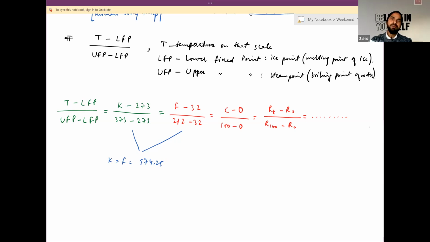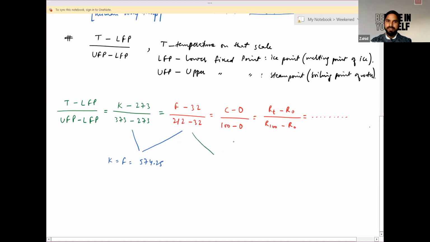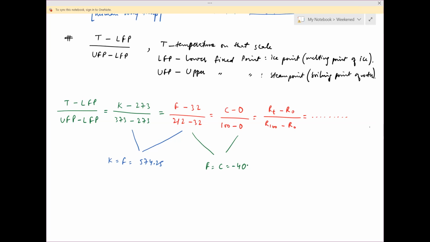Similarly, you must have learned about the numerical equivalence of Celsius and Fahrenheit. It will be at minus 40 degrees. The numerical parts of Celsius and Fahrenheit will be equal to each other. Is it clear? Yes, sir. Okay, just write it down to this part.